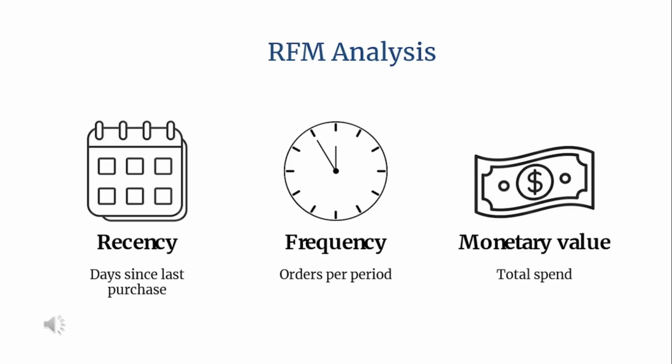Here, R stands for recency, or the days since last purchase, F stands for frequency, or orders per period, and M stands for monetary value, in other words, total spent. The detailed steps in my analysis can be found in my GitHub link provided in the description. We shall move straight to the result.